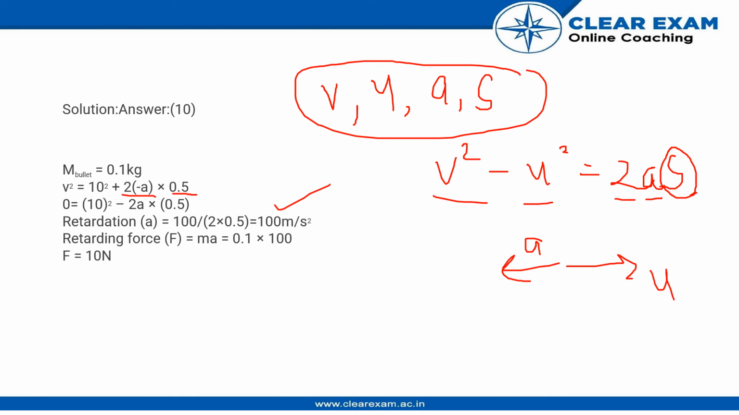And the retarding force is mass into acceleration, which is 0.1 into 100, which becomes 10 newton. X is 10. Thank you.